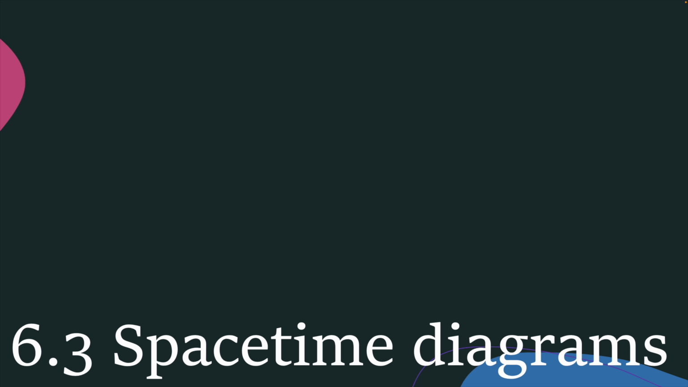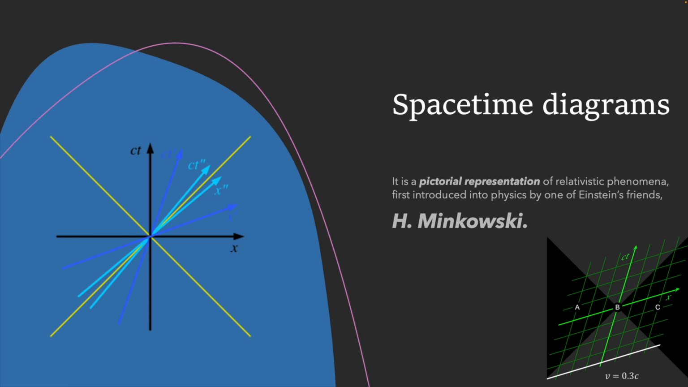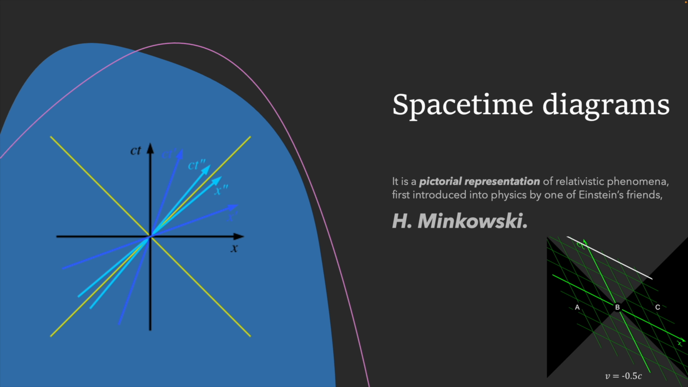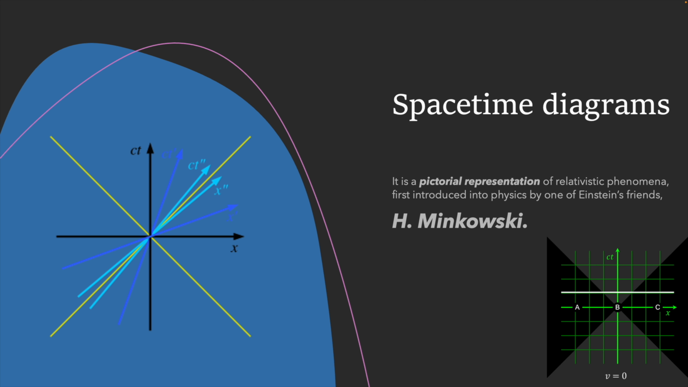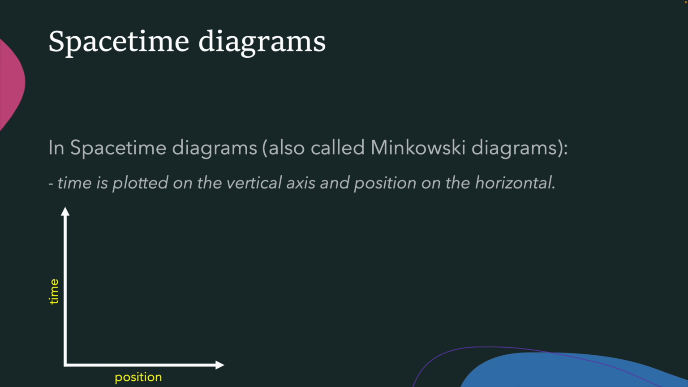So today we are going to do space-time diagrams. This is the last topic under A5 relativity. So what is a space-time diagram? It's basically a pictorial representation of all the relativistic phenomena that we have learned so far. And this was introduced by one of Einstein's friends, H. Minkowski, and this is why it is also called Minkowski diagrams.